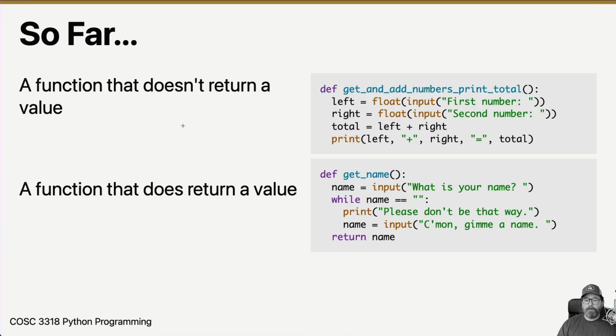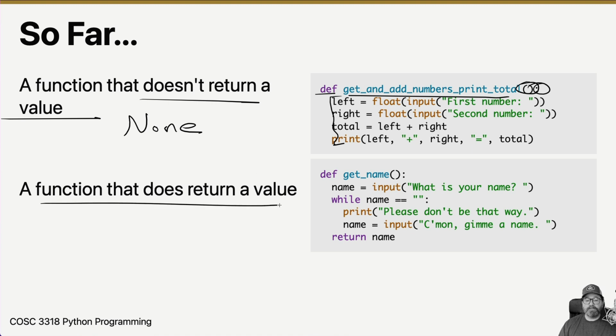Okay, so far, we've got functions that don't return a value. They return None. And they just look like a function: def, some function name, parentheses, colon, and then some lines of code, but no return keyword. And then we have functions that do return a value: def, the name of the function, the parentheses, the colon, lines of code, and then a return statement. It says return this value from the function.